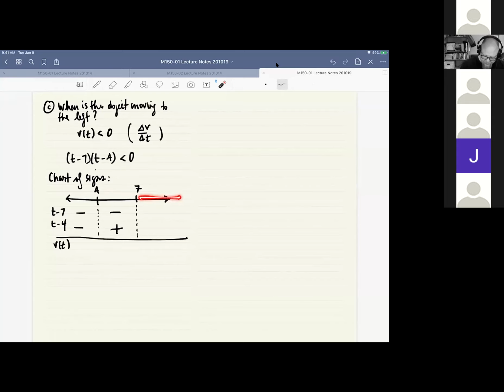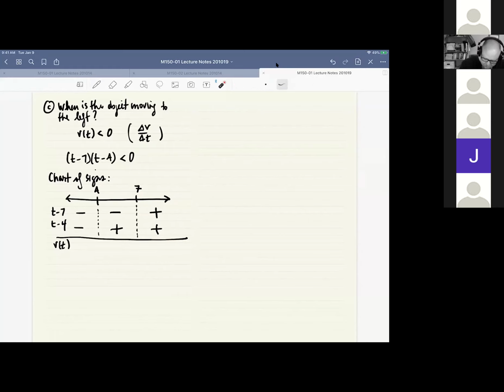Last subinterval, I'm going to pick the number 10. So plug that into the first factor, 10 minus 7. That gives me a 3. That tells me that that factor is positive on that whole subinterval. Plug 10 into the other factor, 10 minus 4, that's 6. That's positive. So that factor is positive on that whole subinterval.